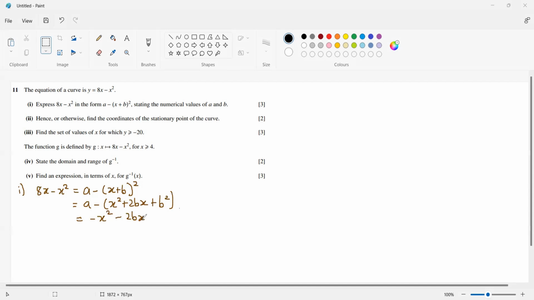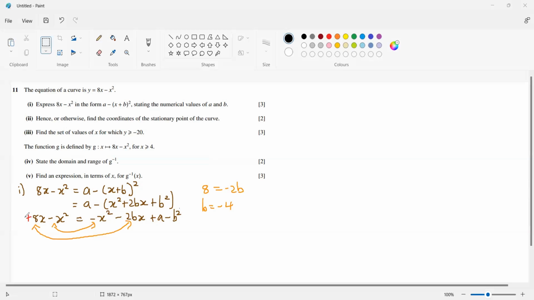Minus 2bx plus a minus b squared. Okay, for comparison's sake, I'll write like this. This part is the same as this part, the term with the x squared. So we match the coefficient of x like that. Let's do this part first, on the left later. The coefficient of x means 8 equals negative 2b, from which we can solve that the value of b will be negative 4. Okay, b is negative 4.